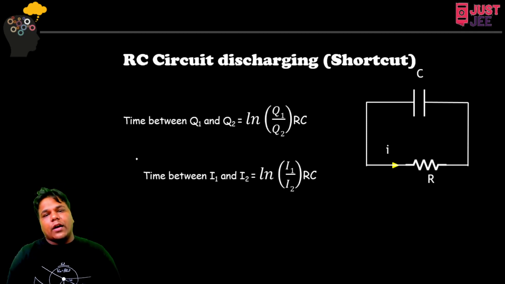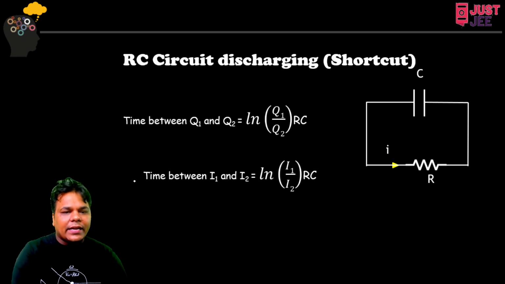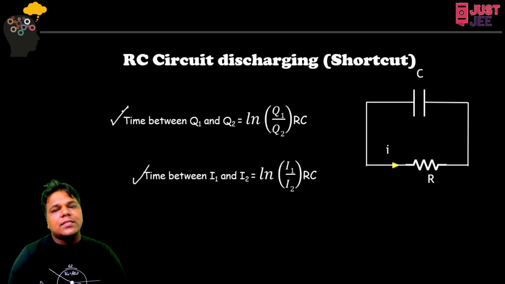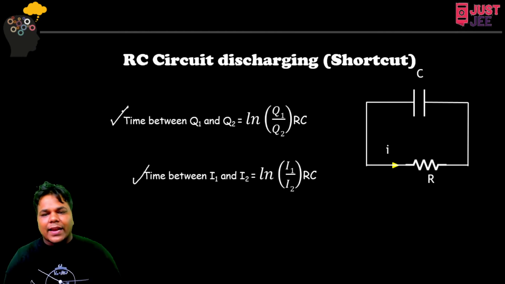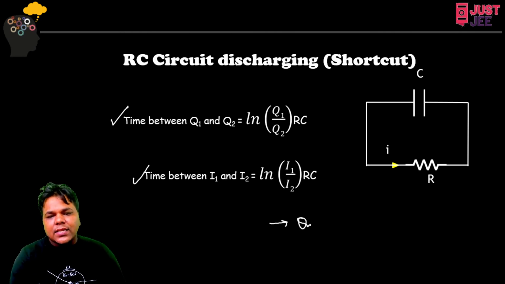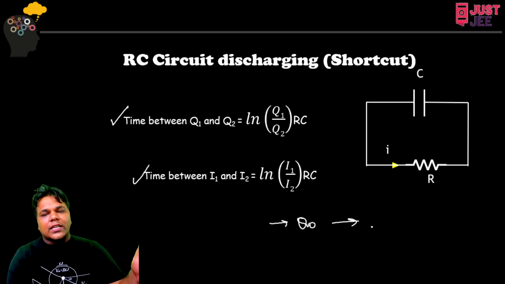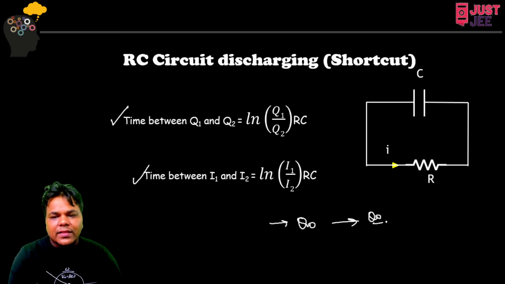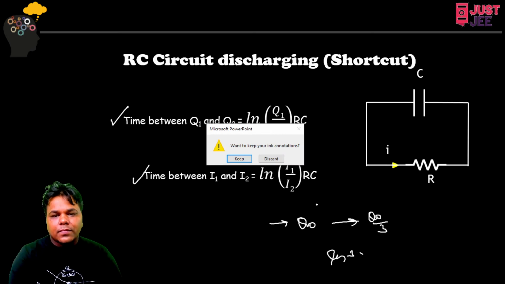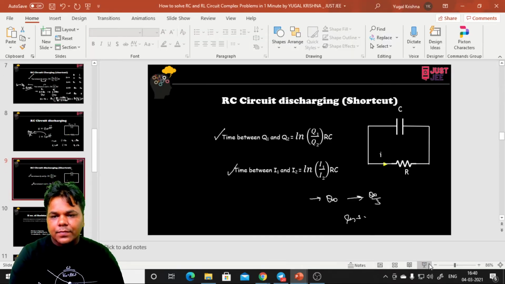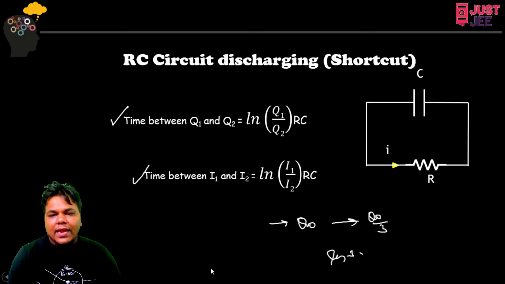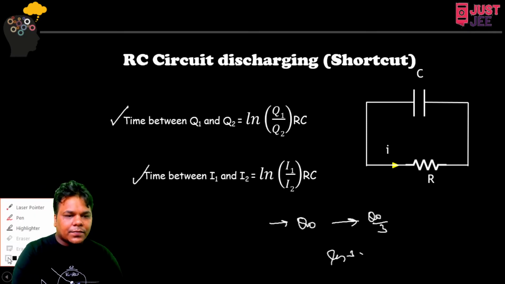Okay. Now the shortcut will remain the same. For the current, it will be the same, and for the charge, there will be a minor change, ln Q1 by Q2, just like current. For example, initially charge is Q0. Now I ask you, what is the time from Q0 to Q0 by 3? You simply say ln 3 RC.